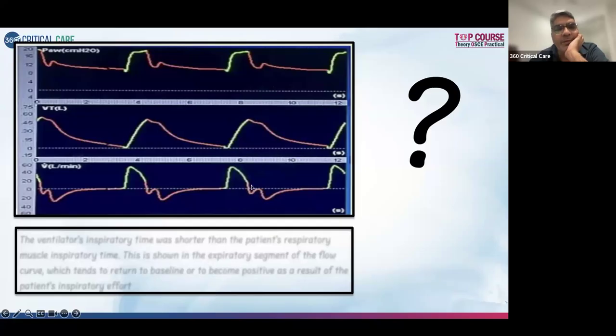Yep, it's premature, that's correct. But why do you say it is premature? That's important. The examiner will be asking why premature cycling is happening.